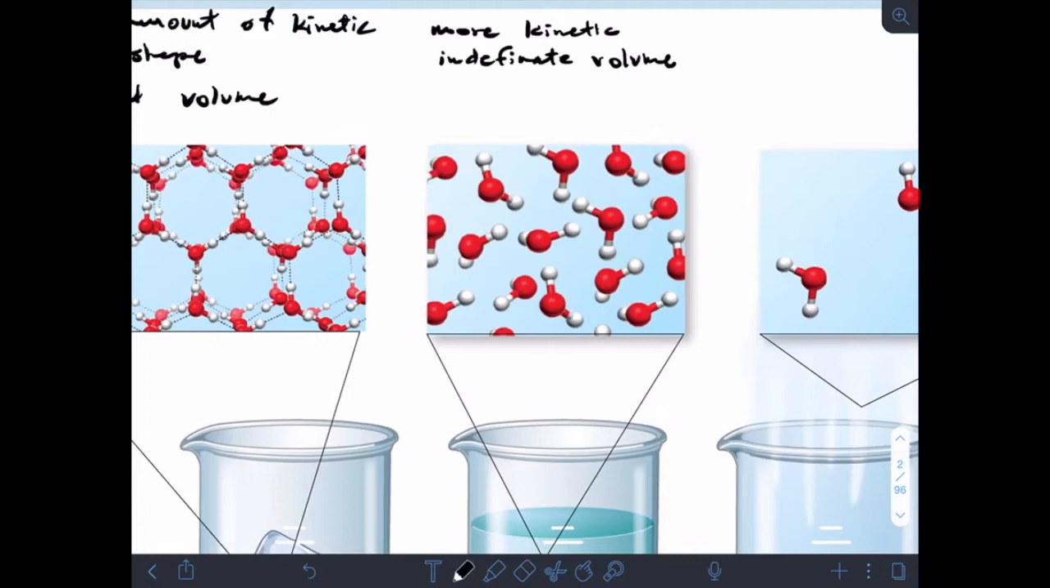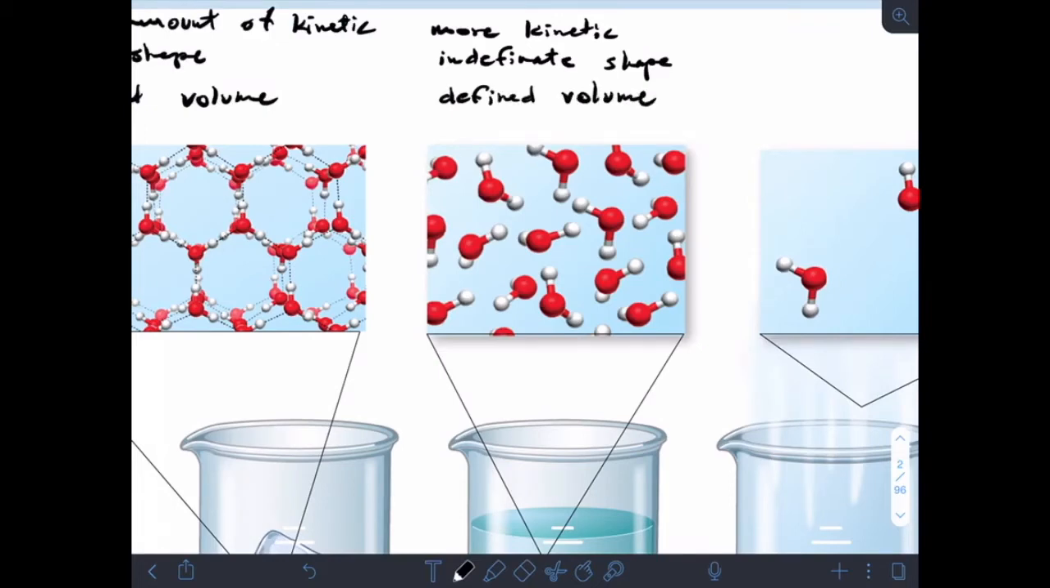So because of that, oh, I wrote indefinite volume, didn't I? I got that backwards. Sorry. This is just like real lecture, isn't it? This should be indefinite shape. My bad. You heard me talking about shapes, and I wrote the word volume. My apologies. But back to the idea of volume: because the molecules are still in contact with each other, it still has a defined volume.